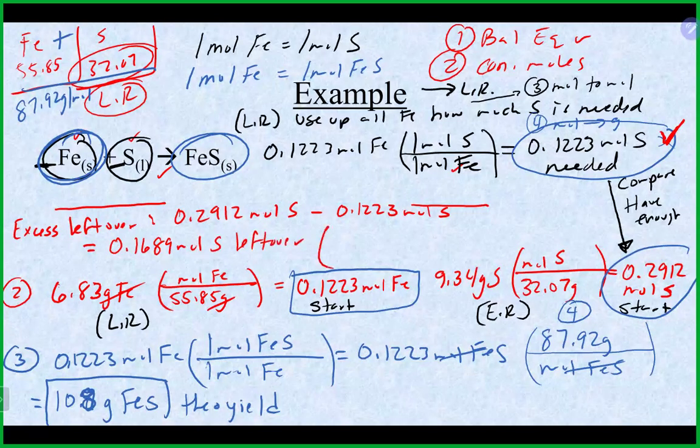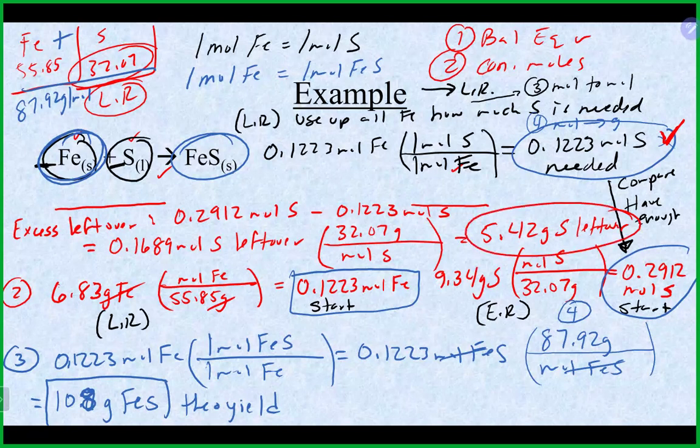And if I want to know how many grams that was, I could use the molar mass of sulfur, 32.07 grams per mole, and times it by 32.07. And I would have roughly 5.42 grams of sulfur once again left over.